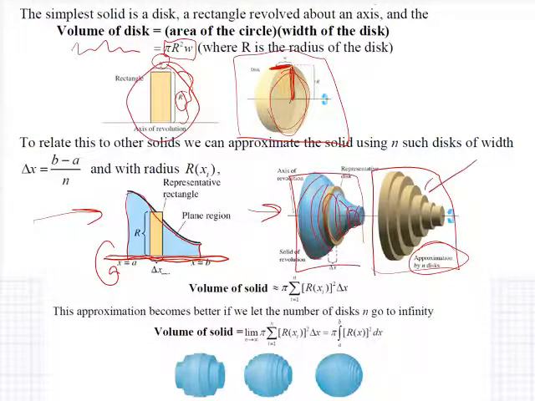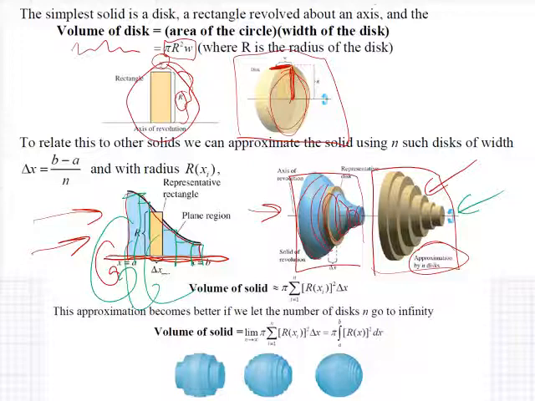Well, how would I get all those disks? I would get those disks by going back to my area. And what I would do is I would place my rectangles that I would use to calculate the area in here. So I have these rectangles here. And I would spin each one of those rectangles around. And each one of those rectangles spun around would give me each one of these disks.